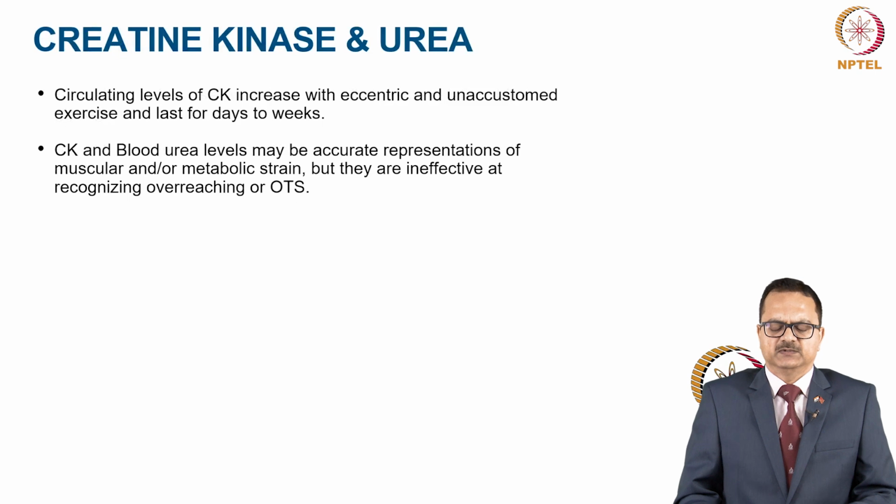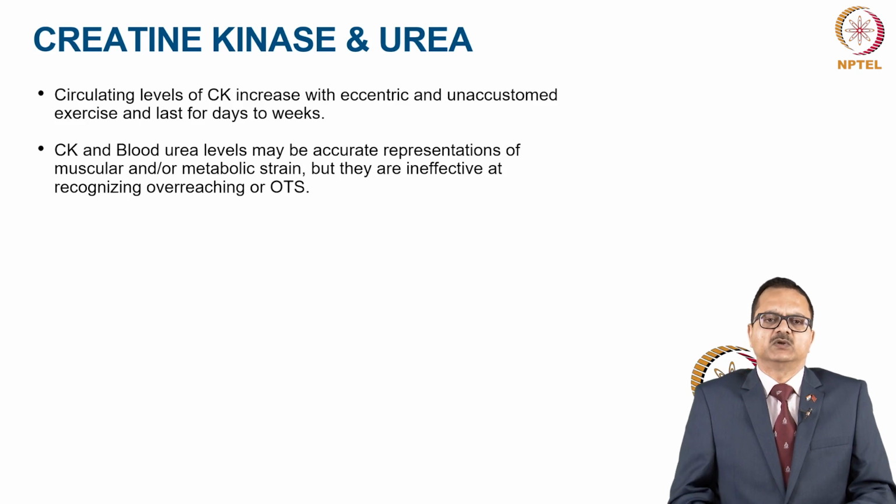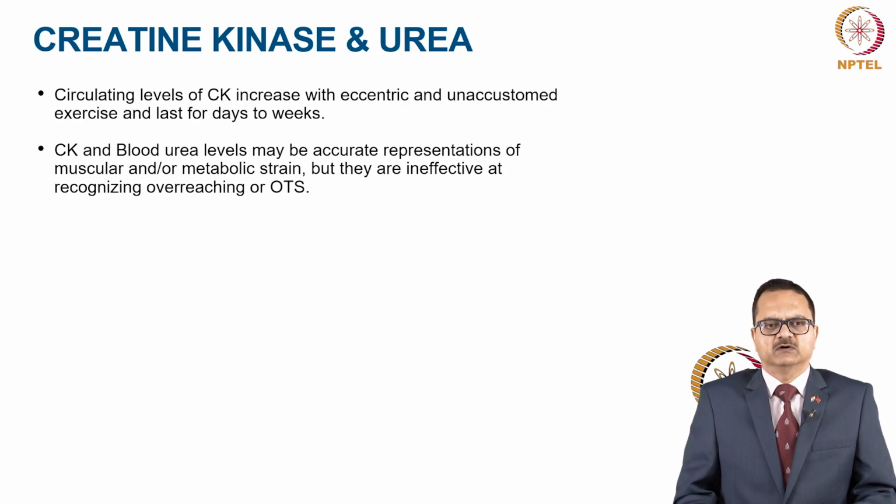CK and urea. Circulating levels of creatine kinase increase with eccentric and unaccustomed exercise and last for days to weeks. CK and blood urea levels may be an accurate representation of muscular and metabolic strain, but they are not effective at recognizing overreaching or overtraining syndrome. They will only tell you that the muscles have acted. There has been strain on the muscles, but they cannot tell you whether it is overreaching or whether it is overtraining syndrome.